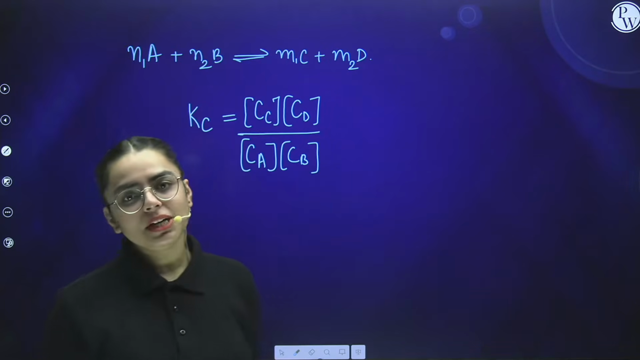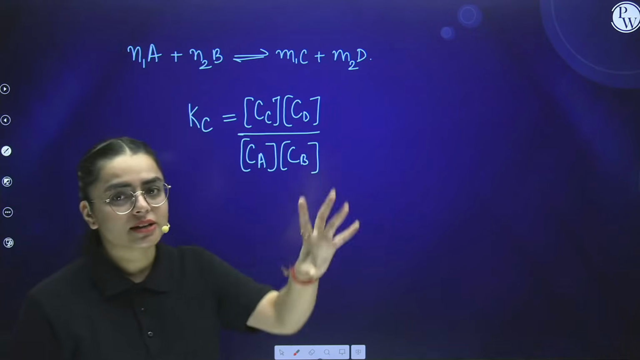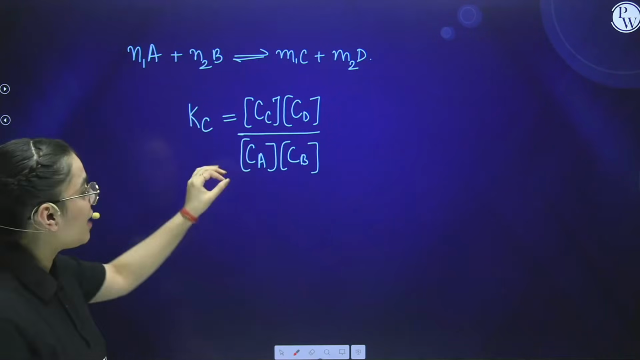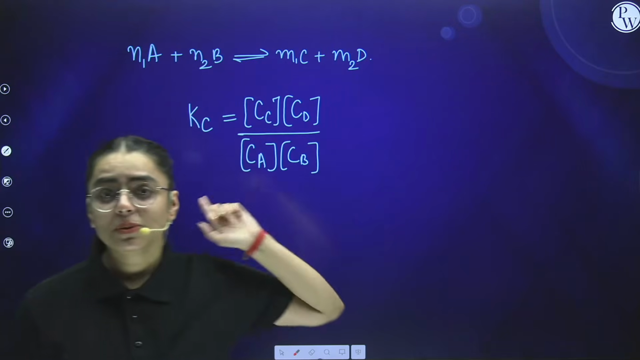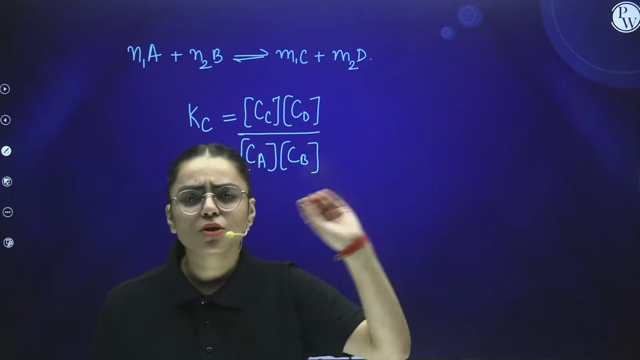Why is it incomplete, ma'am? Because here the stoichiometric coefficients are different. When they are different, then we have to mention them in the powers. I told you in the previous case, they all have 1 in front of them, so the power will be 1. Hence, it is almost the same situation.